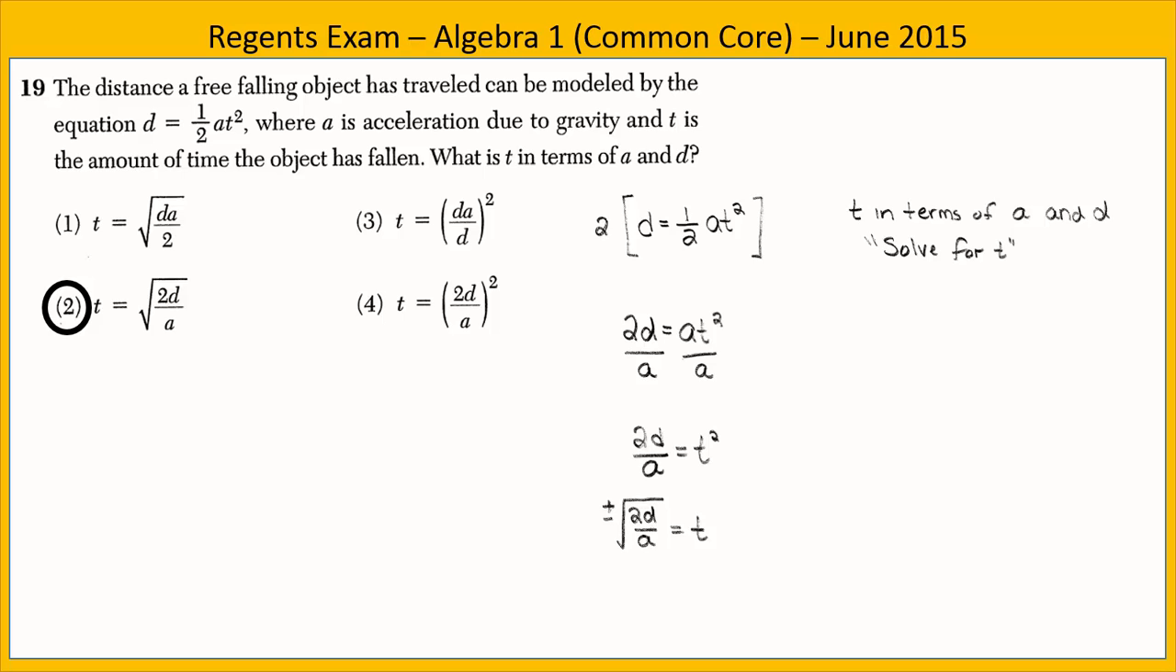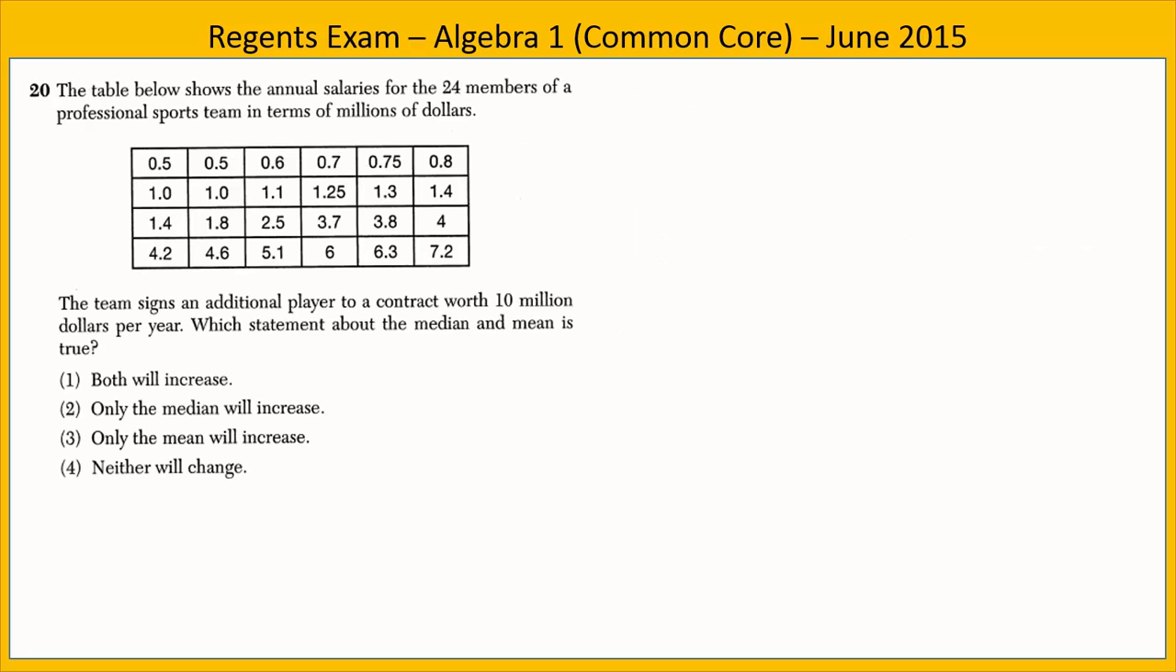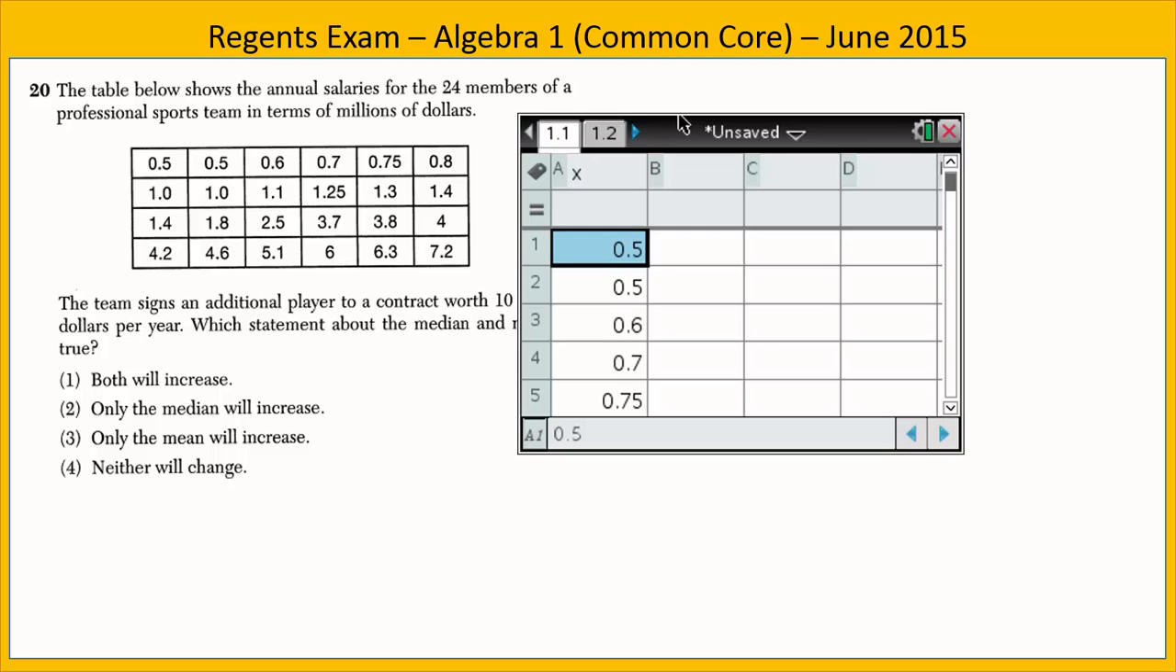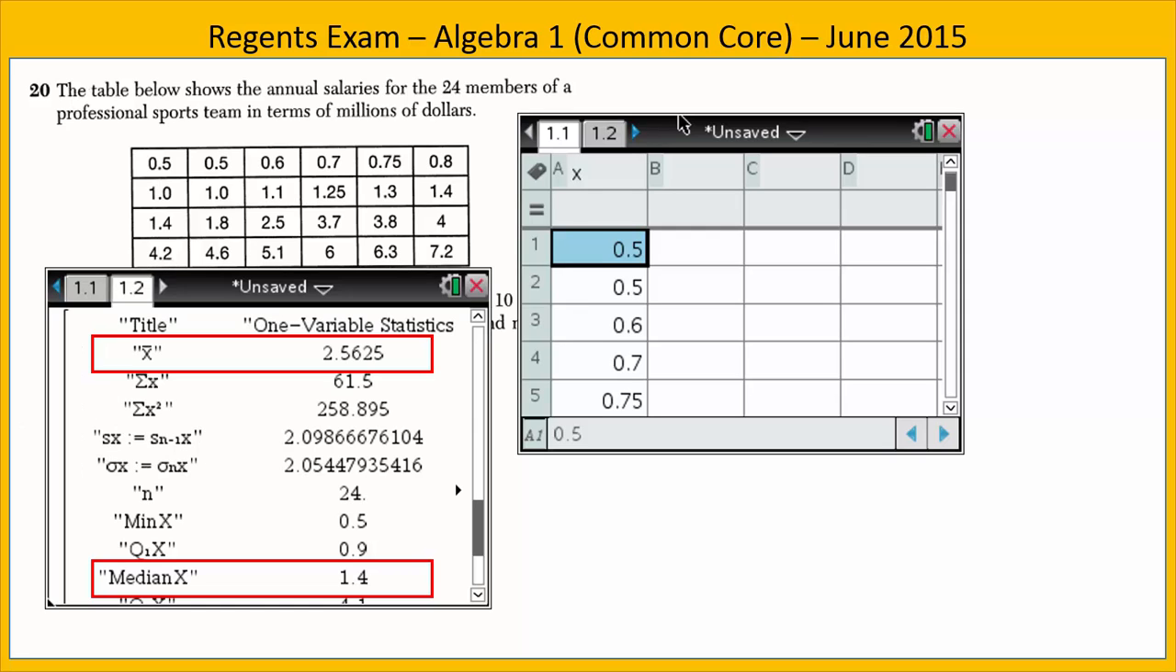Choice 2. In exercise 20, we have a table that shows the annual salary for 24 members of a professional sports team. The team signs an additional player to a contract worth $10 million. What happens to the mean and the median? Begin by taking the data and putting it in a list and spreadsheet. Add a calculator and perform your one-variable statistics. Notice we see that the mean is 2.56 and the median is 1.4.